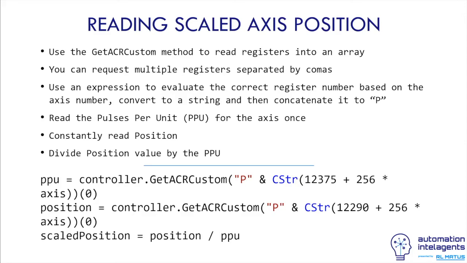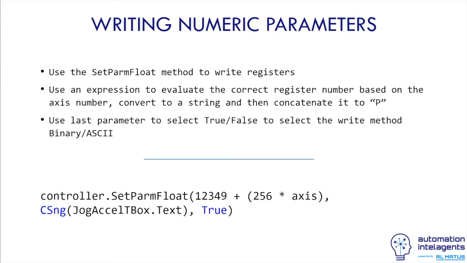Now, in the special case of reading the scaled axis position, you actually need to read two registers. One is the PPU, the pulses per unit, and the other one is the position. And then you want to divide the position by the PPU to get the scaled position. When writing numeric parameters, you want to use the setParmFloat method. You'll need to do the calculation for the axis number, take your value and convert it to a string, and then you'll set the last parameter for the write method. A true for binary and a false for ASCII.